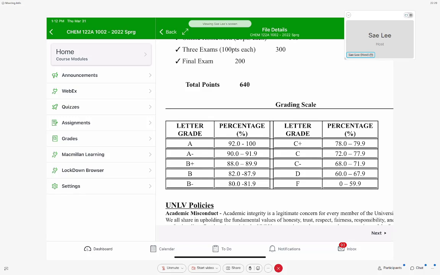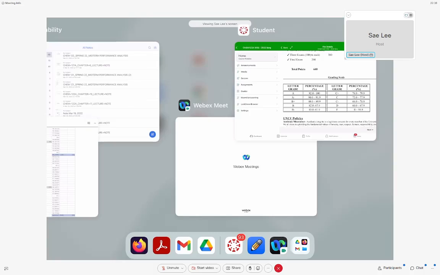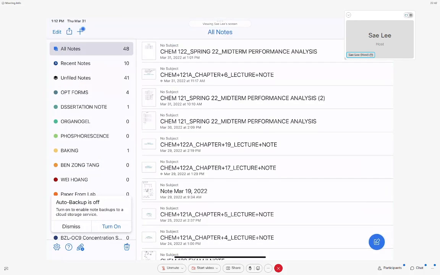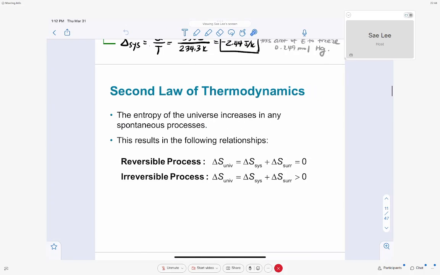Percentage is going to be very straightforward. You will see it right there. But just in case you can't find the letter grade, use this table. Or if you're curious, you can just email me. All right, any other questions? All right, then let's continue chapter 19.